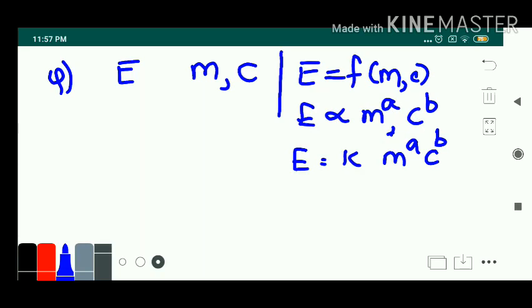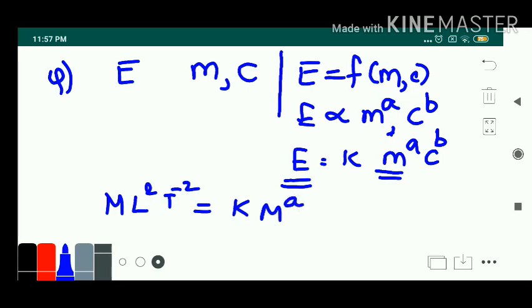Now what can I write? What is the dimension of the LHS, energy? It is M L squared T raised to minus 2, the energy dimension I have taken during the live class, guys. This is equal to K, and here it is mass, so I will write it as M raised to A. Now C is velocity, and velocity's dimension is L T raised to minus 1, which I have taken earlier, and it is raised to B. We are just writing the dimension of each term, guys. Now, just rearrange it.